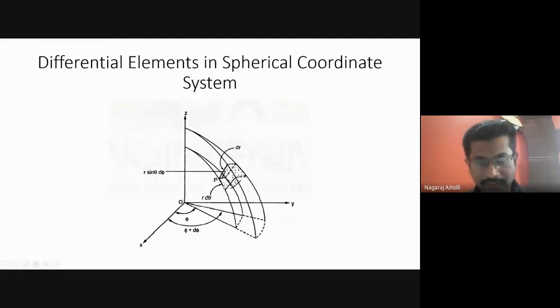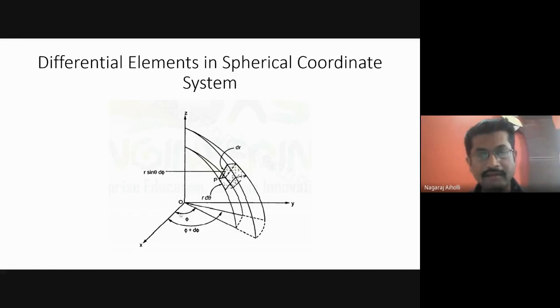This curved length is r into d theta, or r into sine d theta actually, but the angle sine d theta here is very small, so it can be considered equal to r into d theta. This is how we are getting r d theta as the differential length for the angle d theta. Next, we found this for the angle theta.